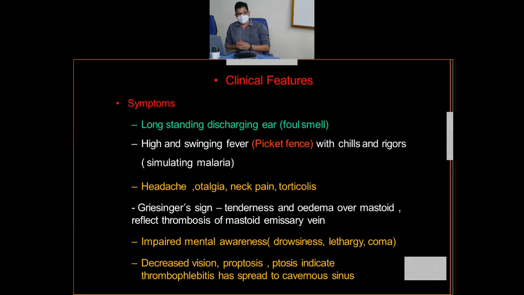Then the infection may spread to the cavernous sinus, which is just above the optic chiasma. If you see the anatomy, the optic chiasma, cavernous sinus, and internal carotid artery are all interrelated. So any infection or thrombosis in the cavernous sinus will lead to CSF pressure rise, and will lead to proptosis, ptosis, decreased vision and all.